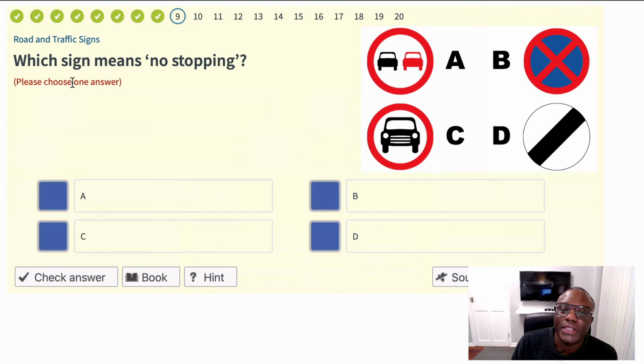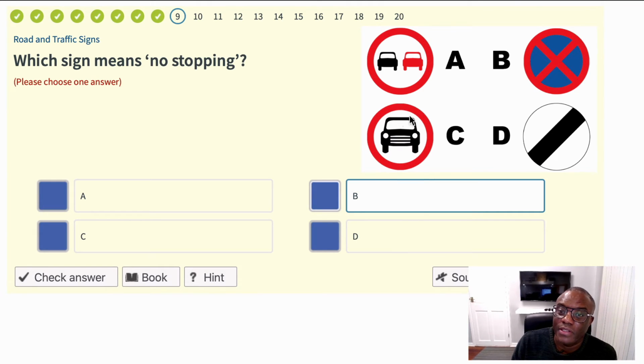Number 9, which sign means no stopping? Right, first of all, I won't say all, 95% of red circles are no's. Okay, so you need a no in your answer. It's already telling us there's going to be a no in there anyway, so it's no stopping. So going through them, A is no overtaking. Car side by side is no overtaking. B is the no stopping. Okay, so red X, that's no stopping, so we're going to click B.